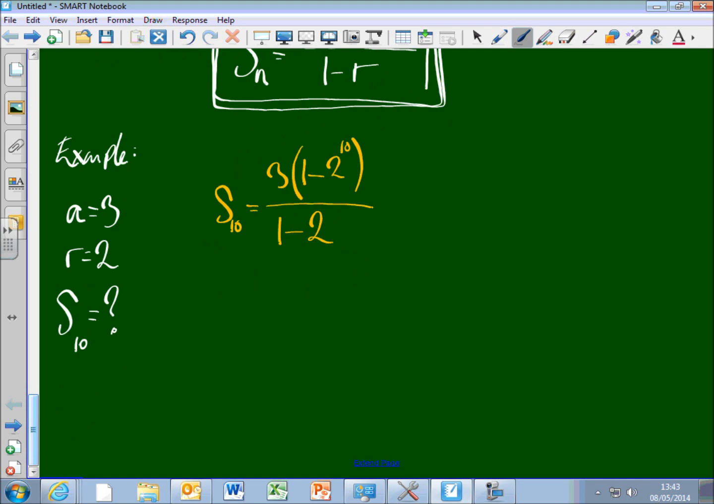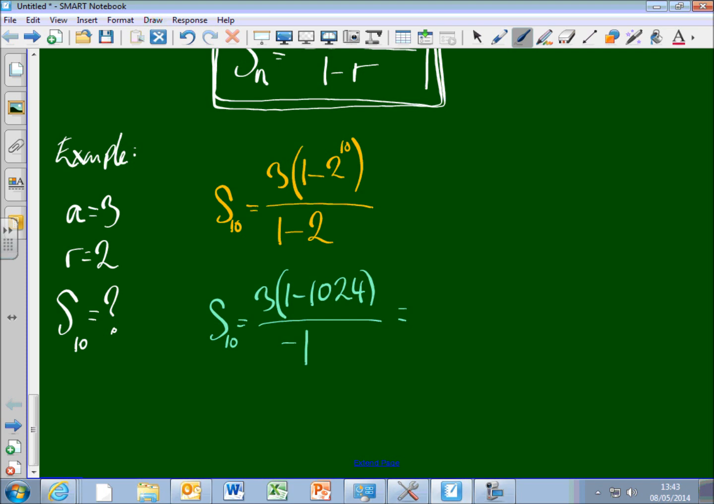What's 2 to the power of 10, first of all? Okay. Oh, you put it all into your calculator. Let's have a look. 2 to the power of 10. 1024, isn't it? So what I've got is 3, 1 minus 1024, and that's going to be minus 1 on the bottom, isn't it? Okay. So divide by minus 1.